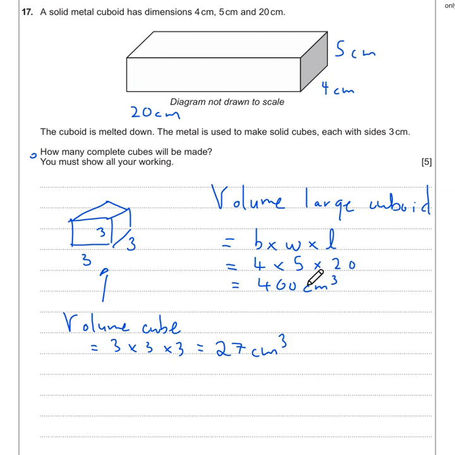So if we're melting down this large volume and we're dividing it into these smaller cubes, we're going to do 400. We're going to divide it by 27 to see how many we can make. So if we put that into our calculator, change it to a decimal, that's going to give me 14.814814. It's recurring again. So the question asks us how many complete cubes will be made. So we've got 14 and a part, isn't it? In this case, we need to round that down. It's going to be 14 cubes.